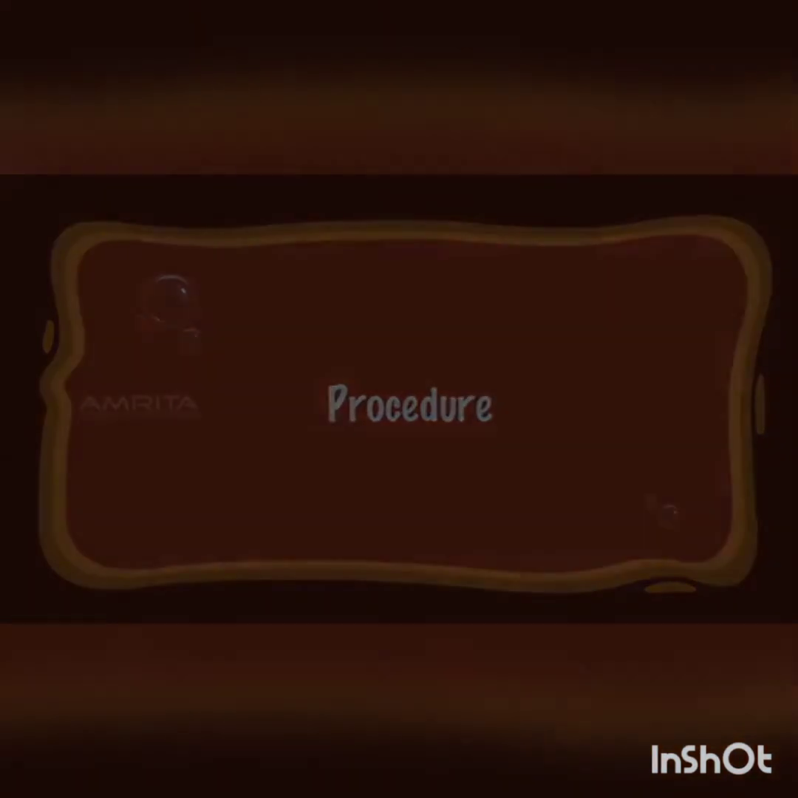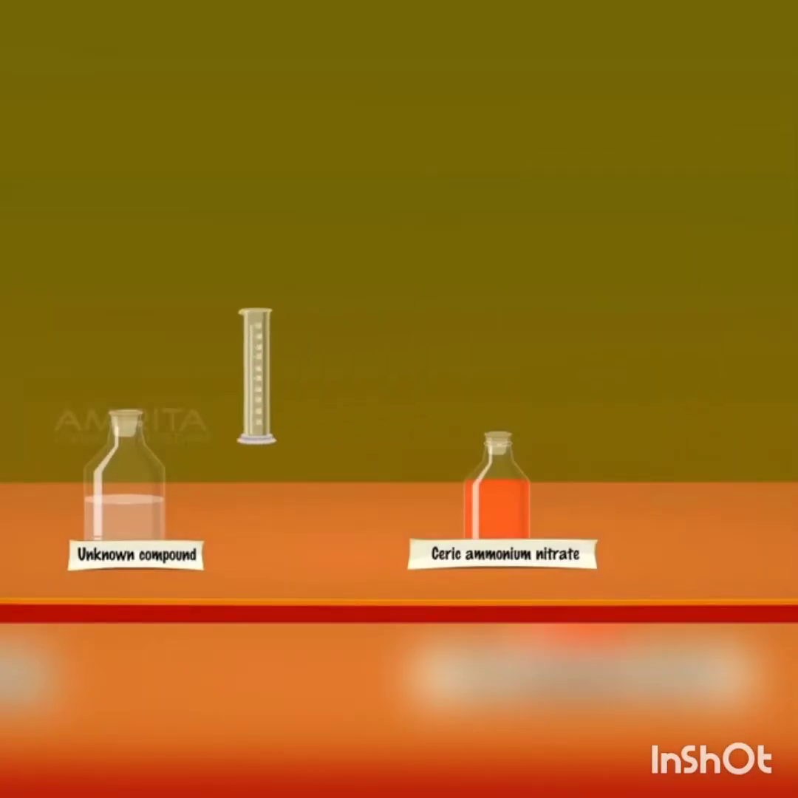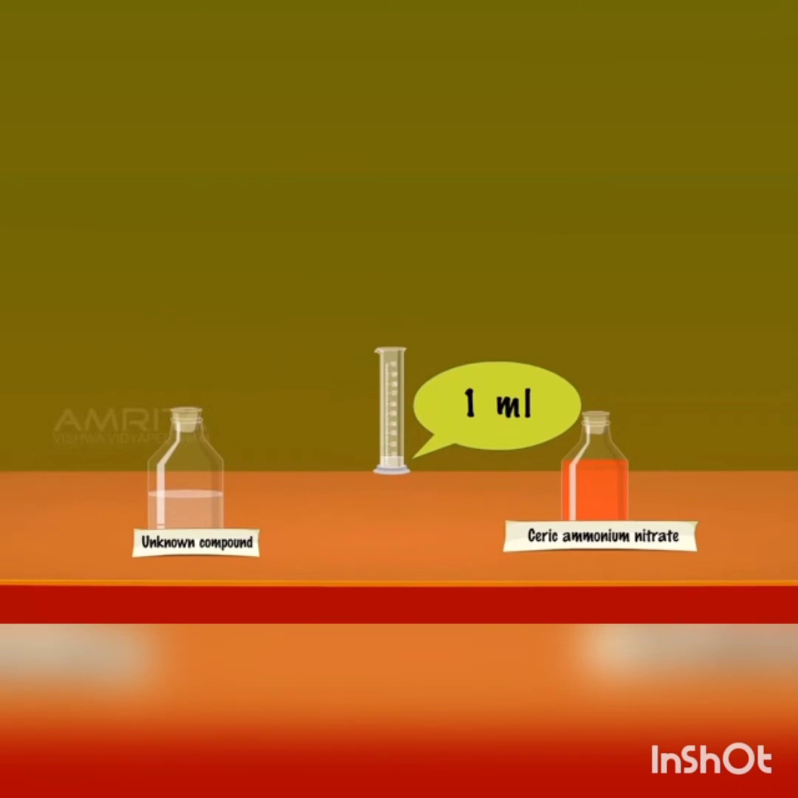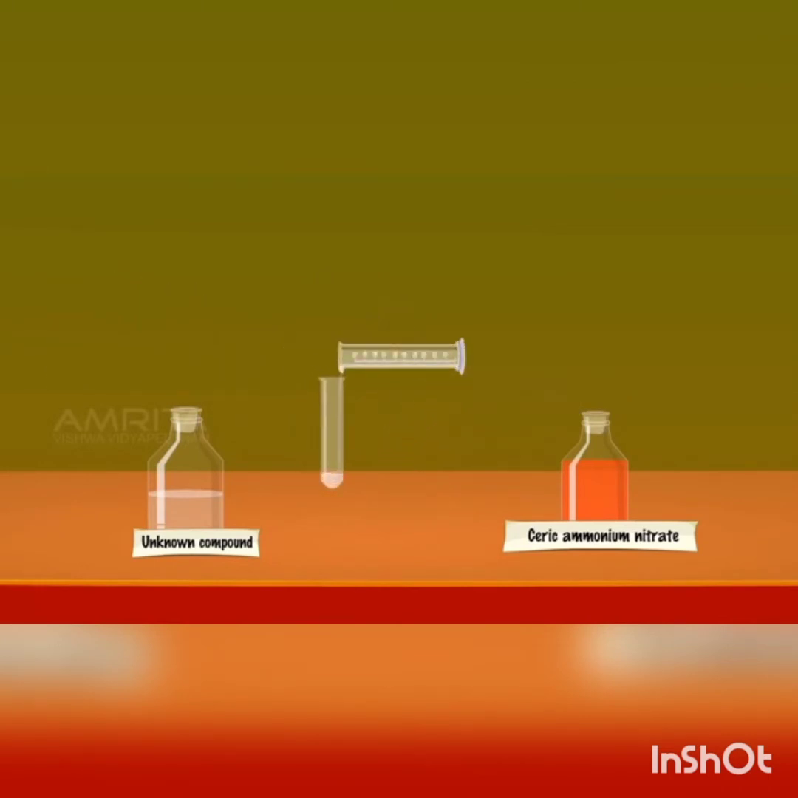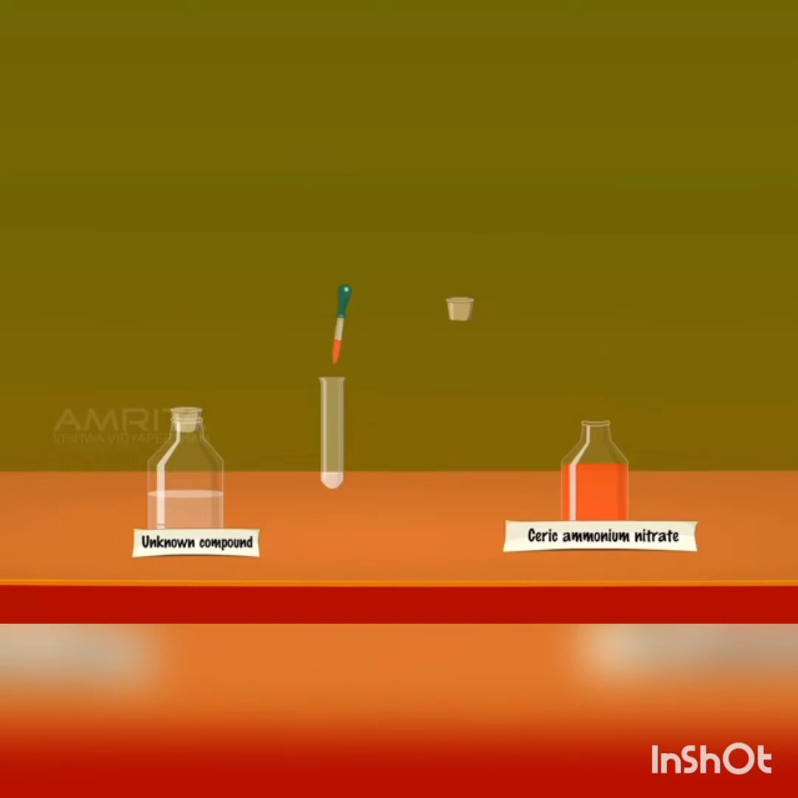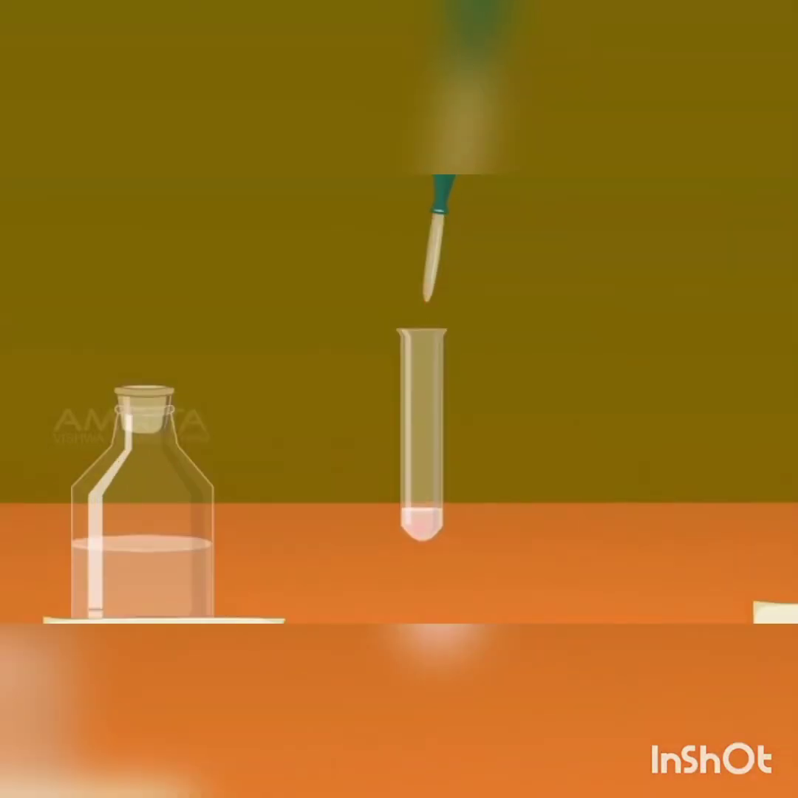Procedure. Take a measuring jar. Pour 1 ml of the given unknown compound into it. Pour it into a dry test tube. Add a few drops of ceric ammonium nitrate reagent into it. Shake well.